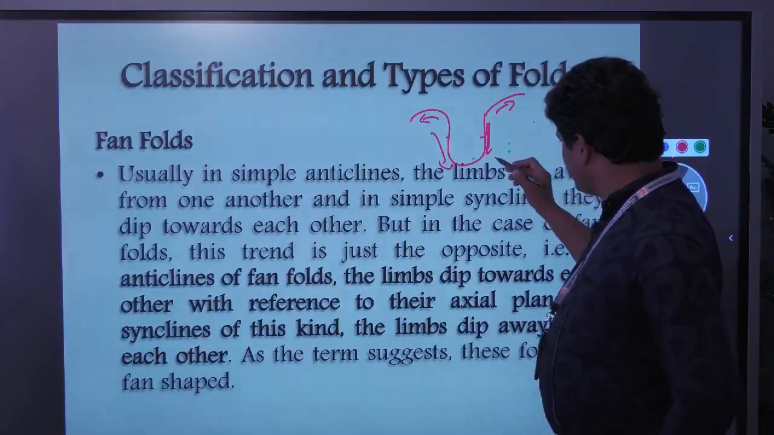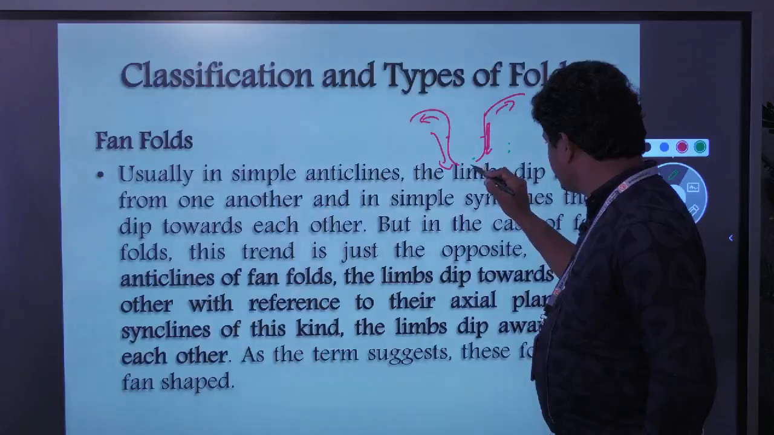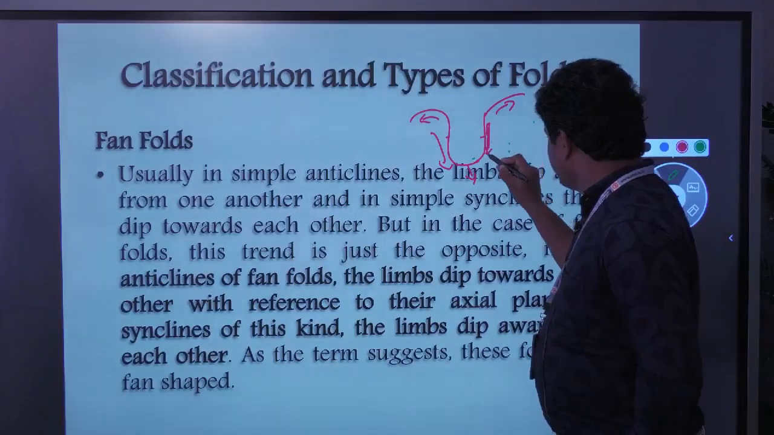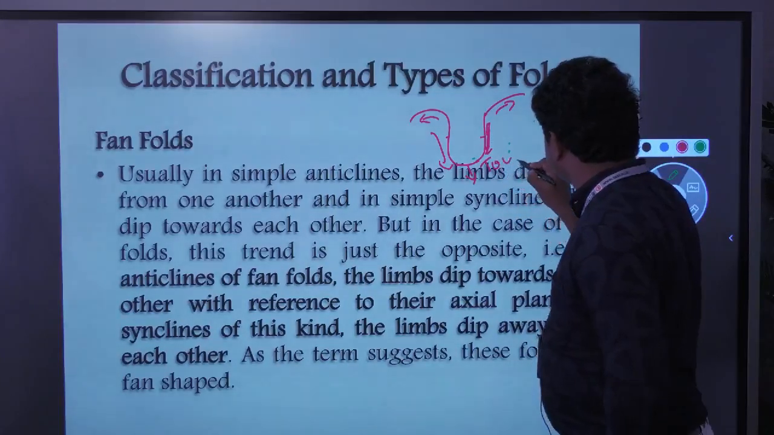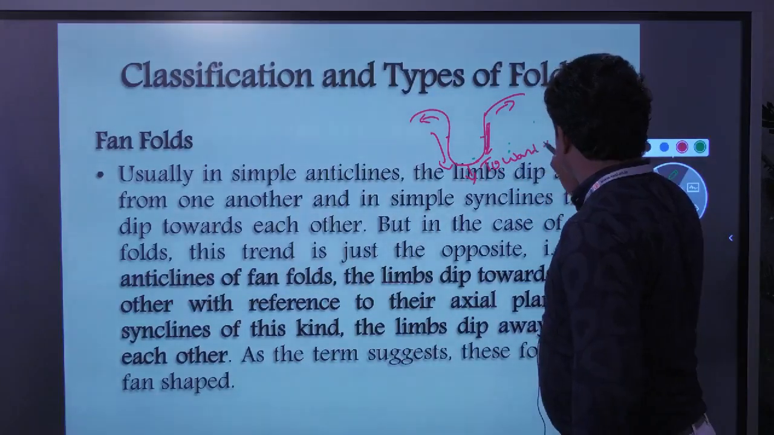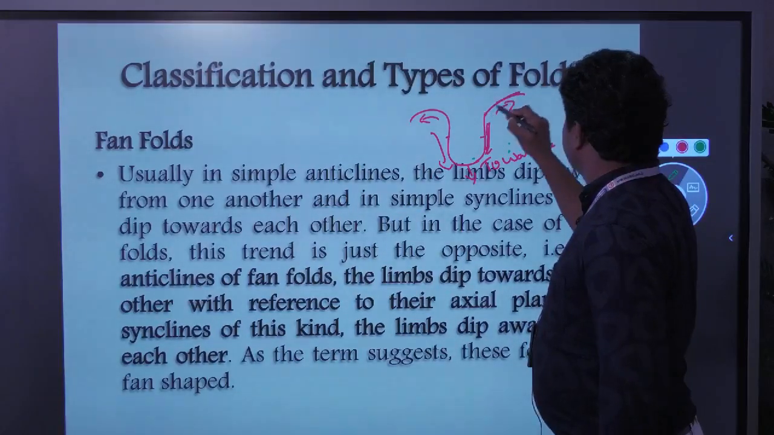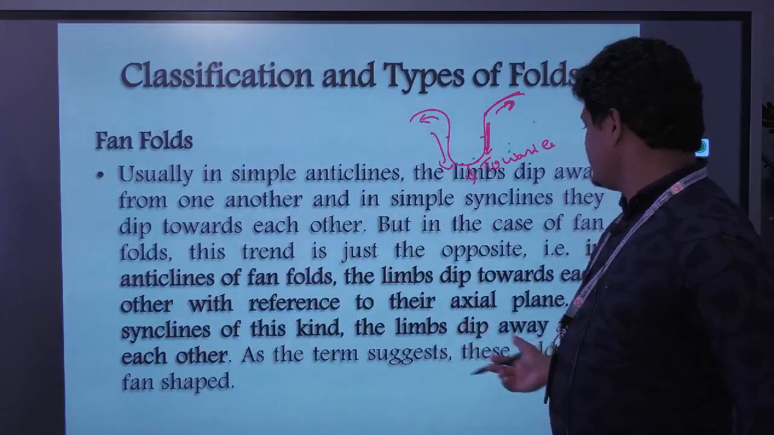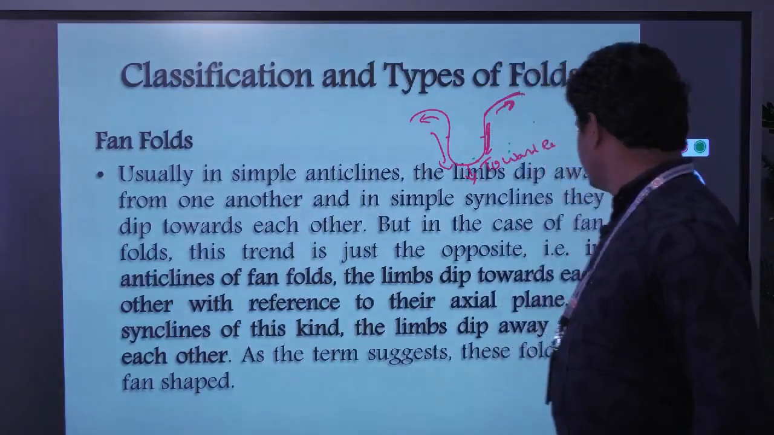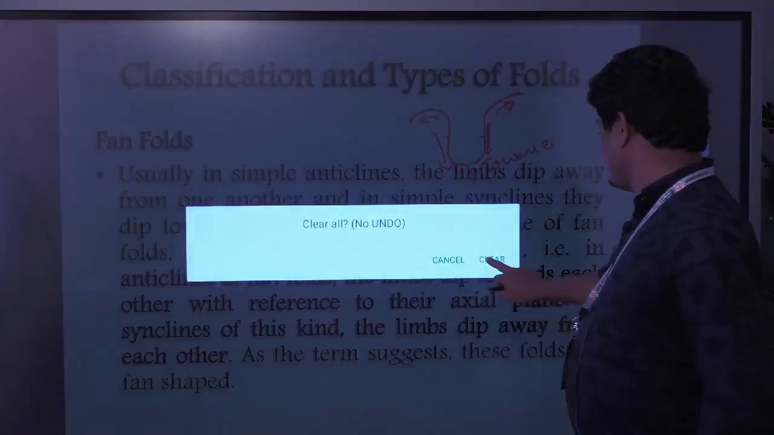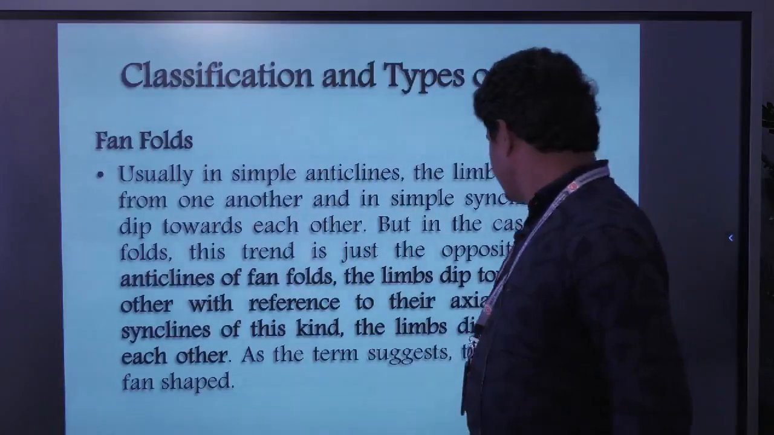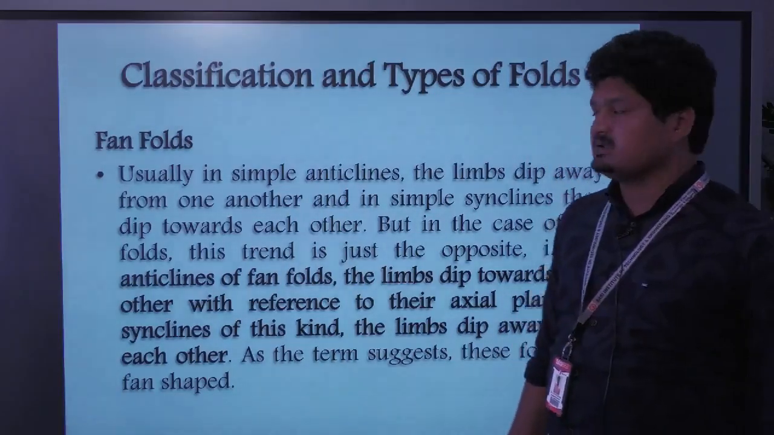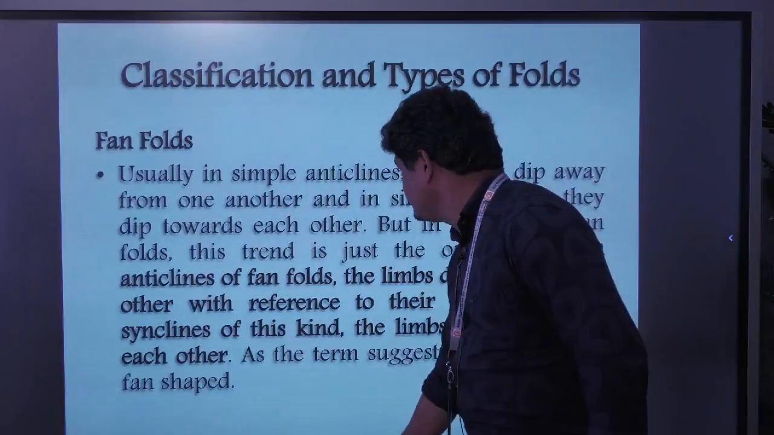In that fan fold, when it comes to the limbs on the trough side, the limbs will be towards each other. When it comes to the crest side, they are away from each other. So this will be identified as a fan fold. When we see a parallel fan fold, a fan-shaped trend will be identified, so it is called a fan fold.